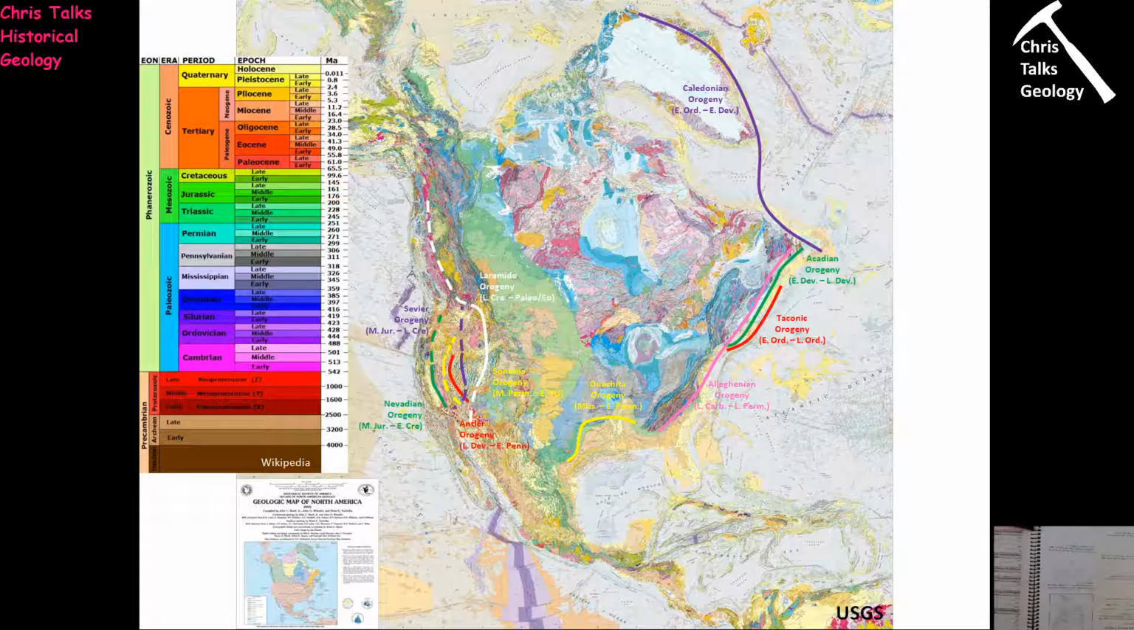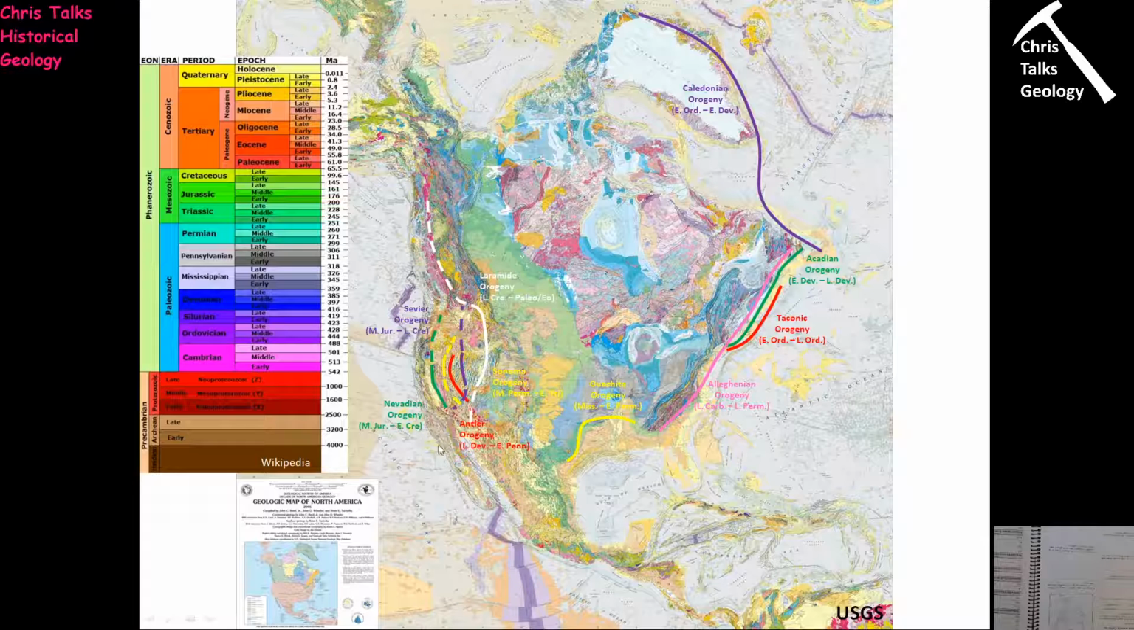There we are. Okay, so here we can see we have ourselves the geologic map of North America produced by the USGS. It is a thing of beauty. And over here on the left, of course, we have a geologic timescale. So what can we see? Well, I've marked onto this map the major orogenies that occurred in North America, and I've given the time range for each of the orogenies.